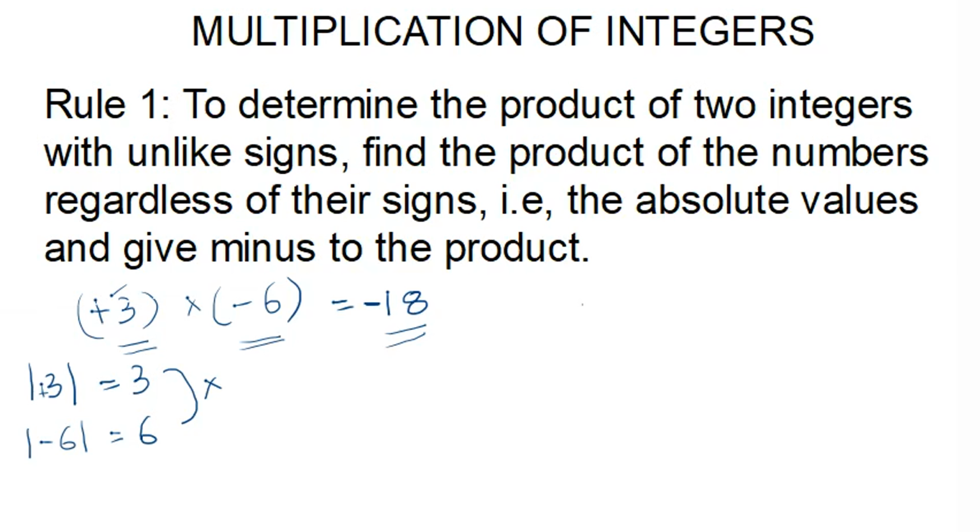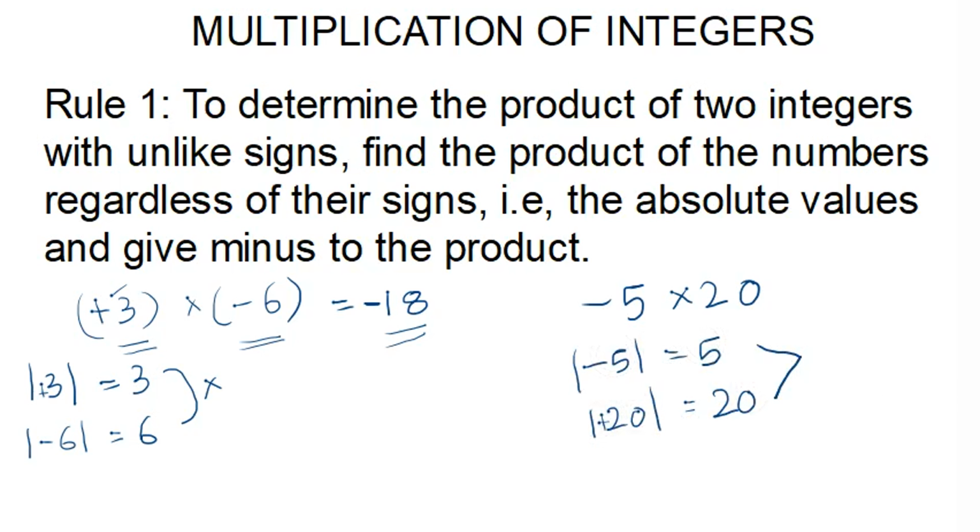Suppose we have minus 5 into 20, then how are we supposed to find out? Again, modulus of minus 5 will be equal to 5. Modulus of plus 20 is nothing but again 20. So the product of 5 and 20 is nothing but 100. You can see 5 and 20 are unlike integers, so you will place a negative sign in front of the product. So this is the first rule for your multiplication of integers.